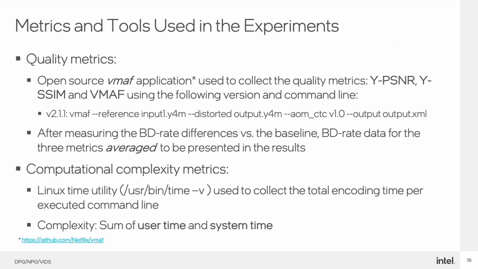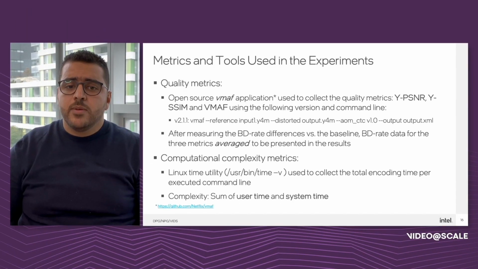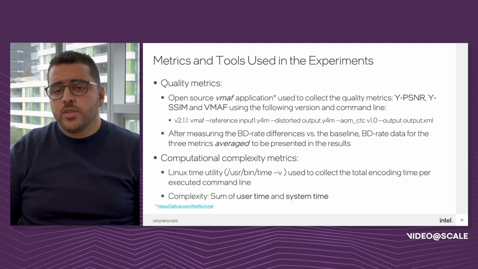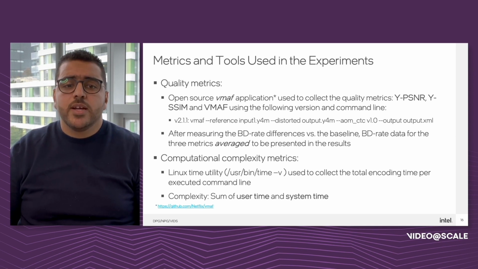To collect the metrics, we used the open source VMAF application and collected PSNR, SSIM, and VMAF. Following the command line that you see on the slide, we have then measured the BD rate differences after taking the convex hull of all of the possible combinations, then averaged the BD rate for PSNR, SSIM, and VMAF so that we can represent them all in one graph. As for the complexity metric, we used the user bin time utility from Linux, collected the user time, and added it to the system time, representing the total encoding time per executed command line.